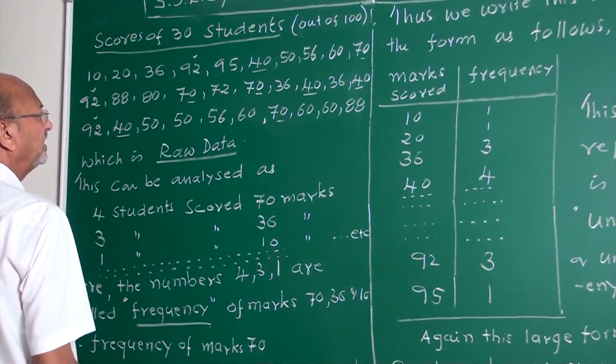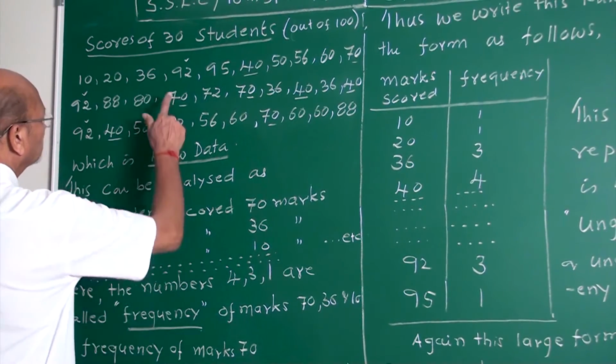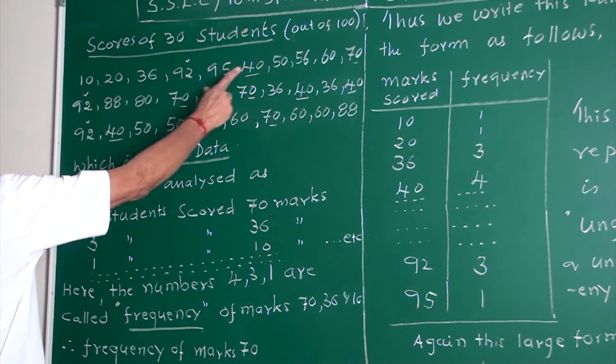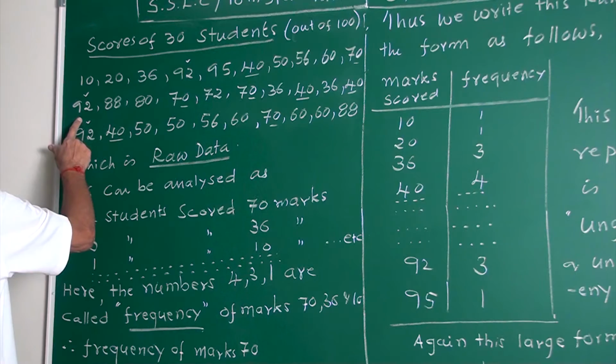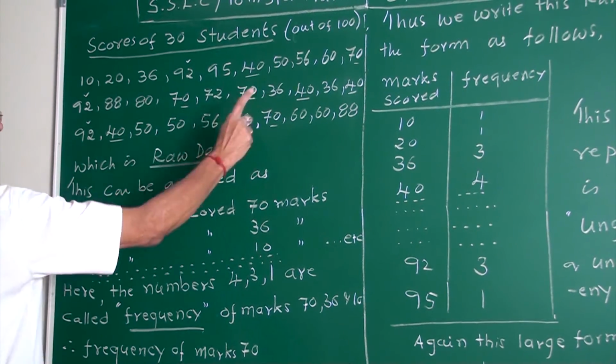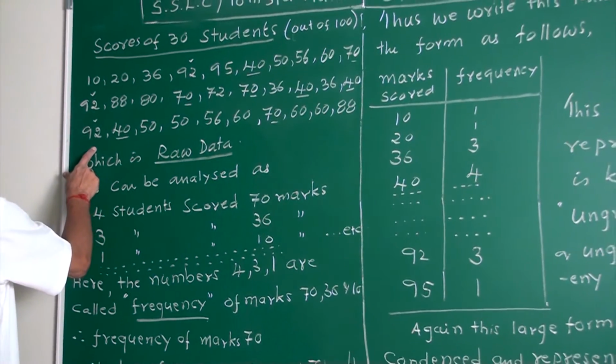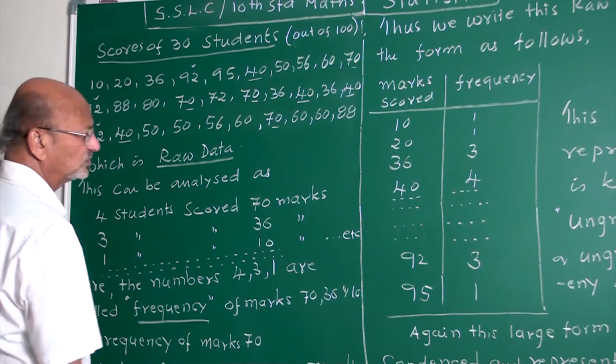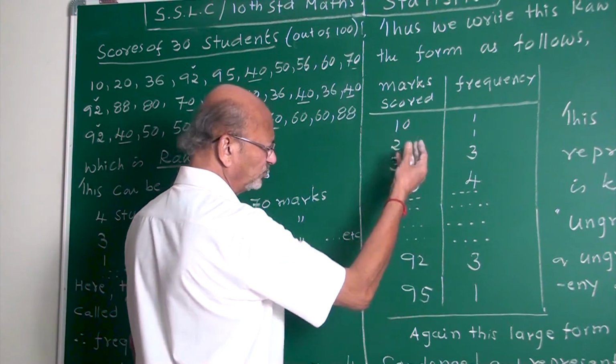Next goes 92. The last but one score is 92. This is 1 in the first row, second in the second row, third in the third row. Then there are 3 students who scored 92. Like this we are going to write.